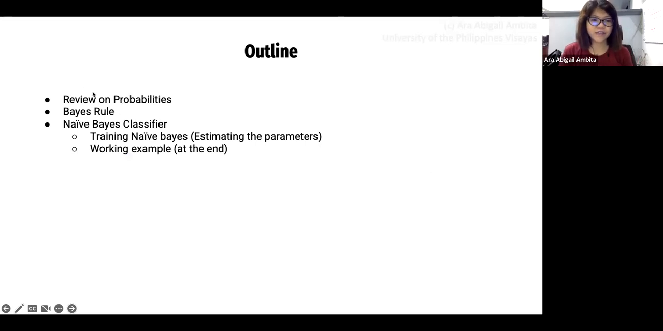First, we'll have a quick review on probabilities. Then we'll discuss briefly the Bayes rule, or the Bayes theorem. And lastly, we will discuss the assumptions in the naive-Bayes classifier, how to train it, how to estimate the parameters, and lastly, we'll show you how these concepts may be applied in a certain application, particularly for spam filtering.